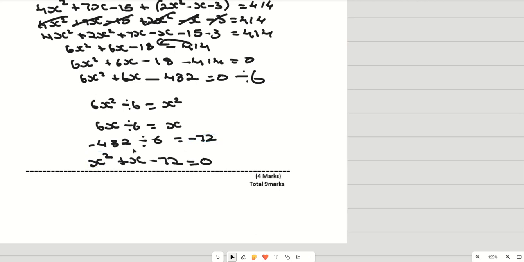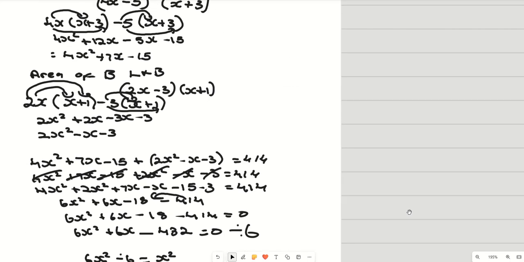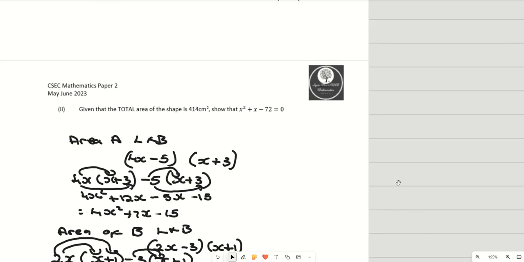So that is how we get, and then we put it together, that's x squared plus x minus 72 is equal to 0. And that is how you would do this question. Right? And that is the end of May-June 2023 paper 2 number 2.